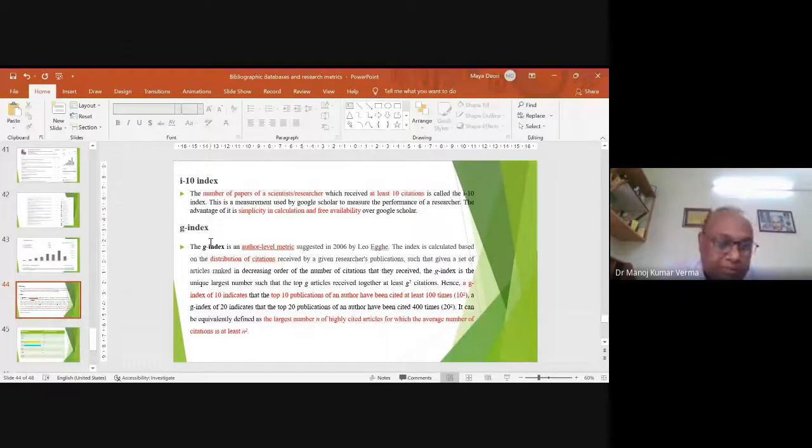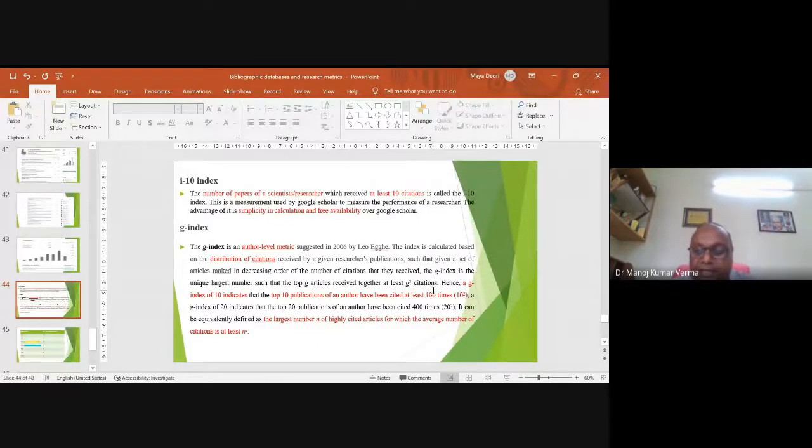Now, one more index is there, the G index. The G index is a little bit complicated. The G index is an author-level metric suggested in 2006 by Leo Egghe. The index is calculated based on the distribution of citations received by a given researcher's publications. Given a set of articles ranked in decreasing order of citations, the G index is the largest number such that the top G articles received together at least G square citations.